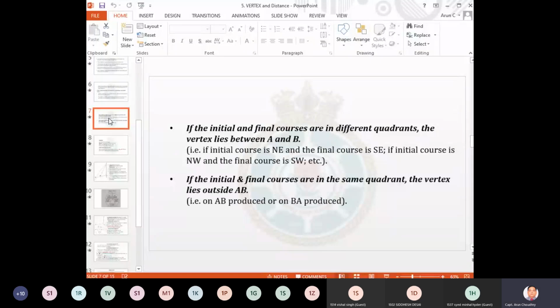At what text, what is our course? Normally, what will be the course when the vessel is at vertex? What will be the course of the vessel?